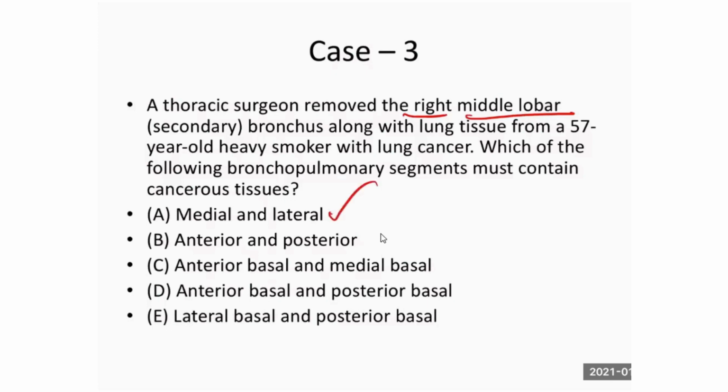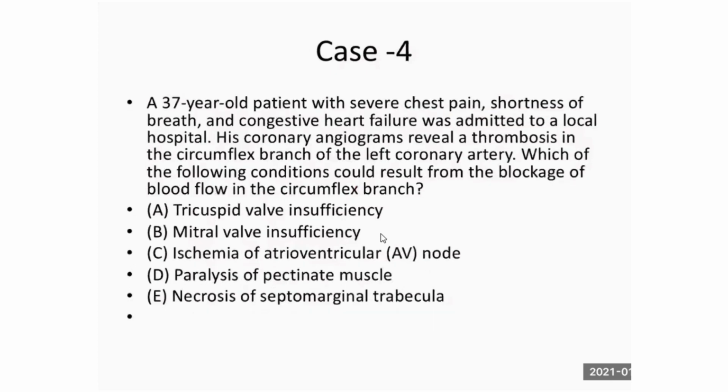A 37-year-old patient with severe chest pain, shortness of breath and congestive heart failure was admitted to a local hospital. His coronary angiogram reveals a thrombosis in the circumflex branch of the left coronary artery. Which of the following conditions would have resulted from the blockage? It is in the left coronary artery. Which valve is on the left side? Mitral valve insufficiency.